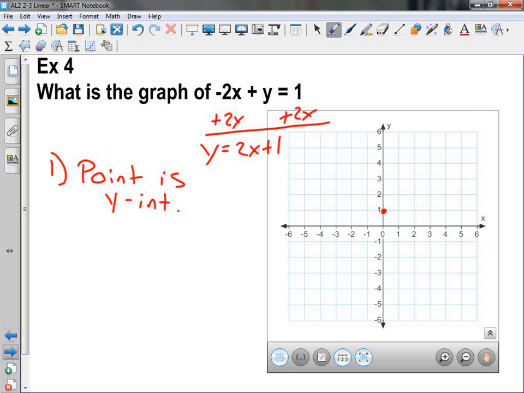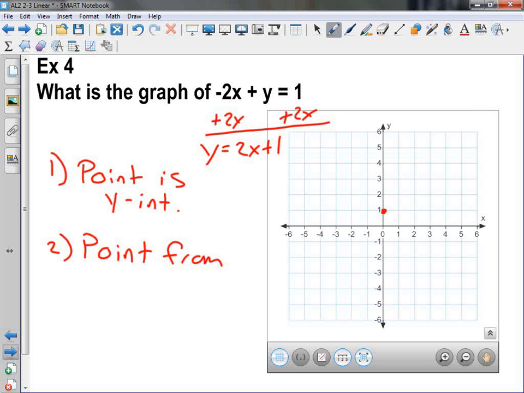Now we need one more point, right? So we need 2 total, so we need one more. The second point we get. I have a question. What's your question? Why did you put a dot there? Because that's the y-intercept on the y-axis. Because we're going to use that to find the next point.